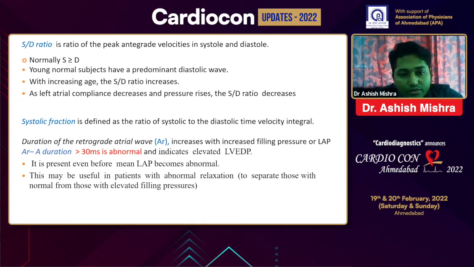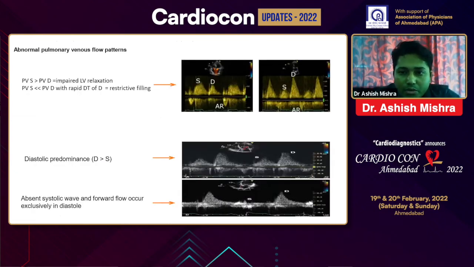The duration of the retrograde atrial wave, which is the AR duration, increases with increased filling pressure or left atrial pressure. We look at the difference between the AR duration and the A wave duration, which we had seen earlier in the E and A velocity durations. If the difference is more than 30 milliseconds, it again reflects abnormal LV diastolic function and indicates elevated LV filling pressures. So these are the typical patterns where we can see that the diastolic component is gaining prominence.